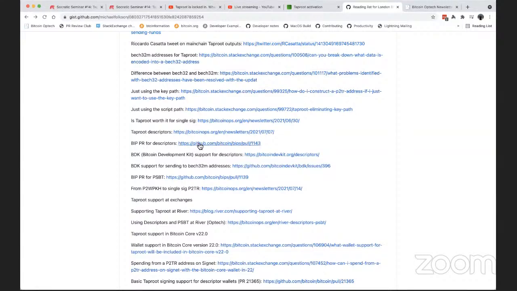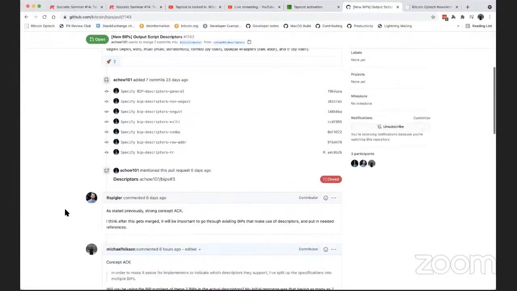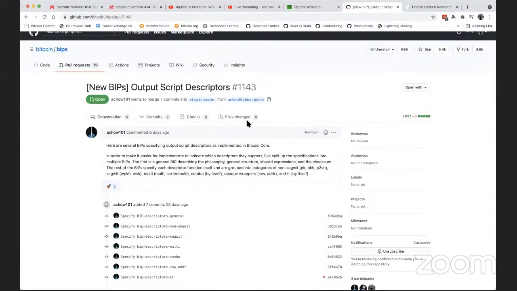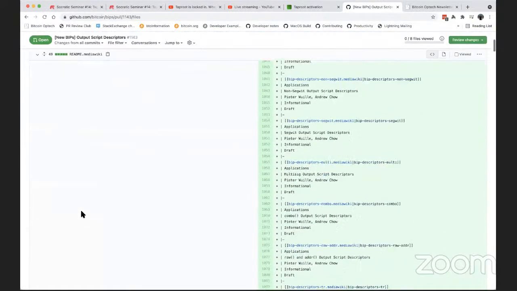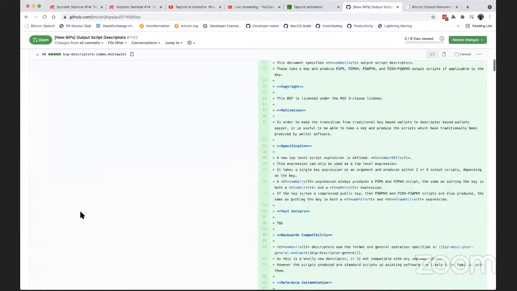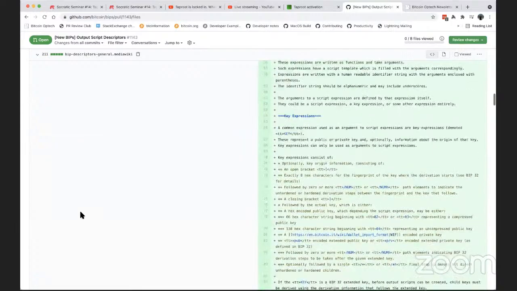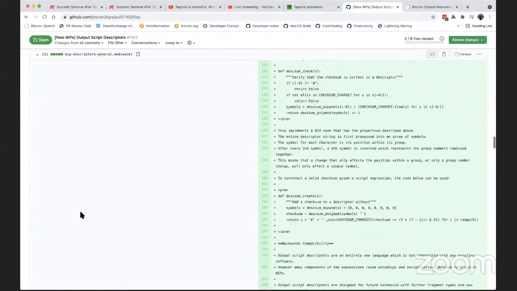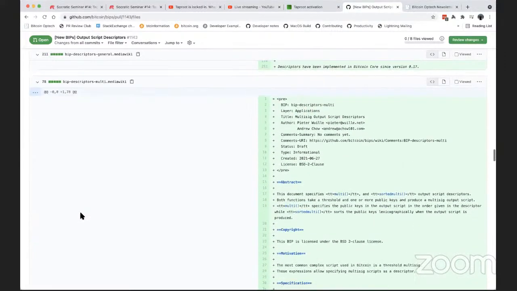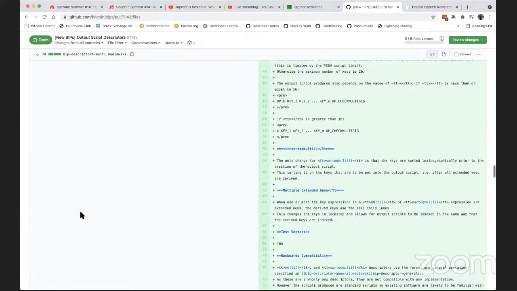There's one for non-Segwit things, so PKH and SH. There's one for the multisig descriptor, so multi and sortedmulti. There's one for Segwit things, WPKH and WSH. There's one for Taproot. And then the other 2 are just kind of legacy compatibility things: the combo descriptor, and then raw and addr descriptors.